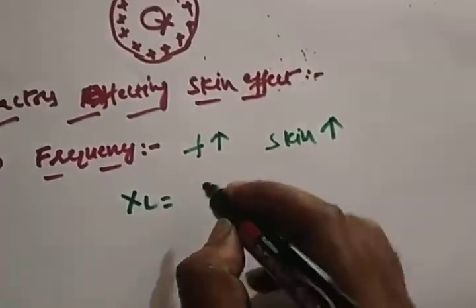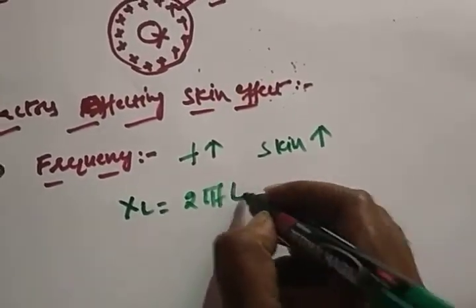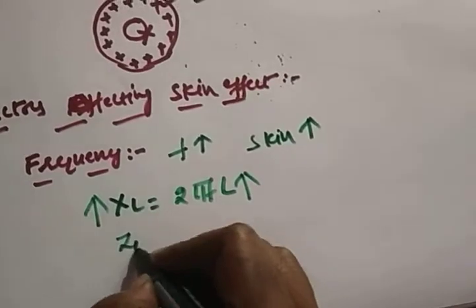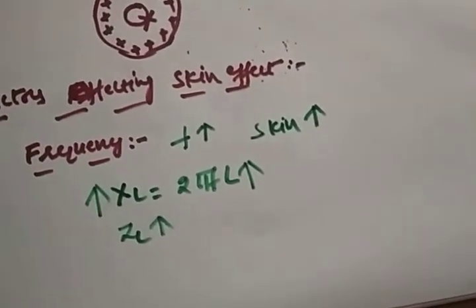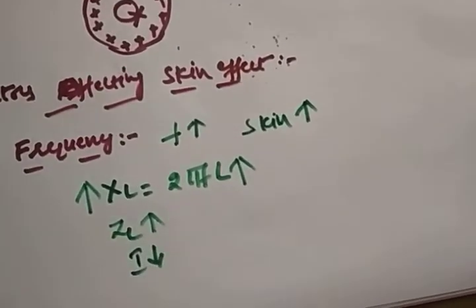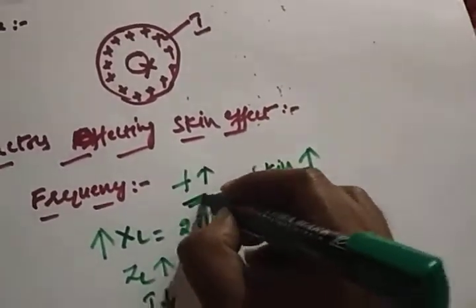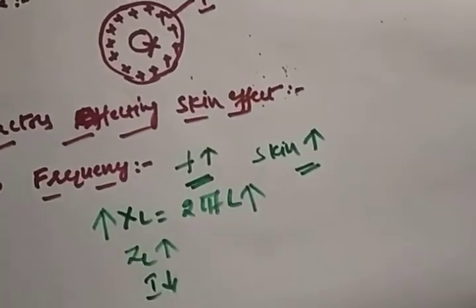increases. Right, why? So what is XL? XL is equal to 2 pi FL. If you are increasing the frequency, your XL is increasing, right? If XL is increasing, your ZL is increasing, right? Your ZL increasing, the current is going to reduce. That means you are increasing your skin effect, the non-uniformity of current also increases. So the first thing is, if the frequency increases, your skin effect increases.